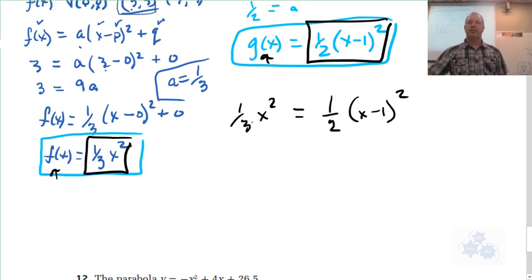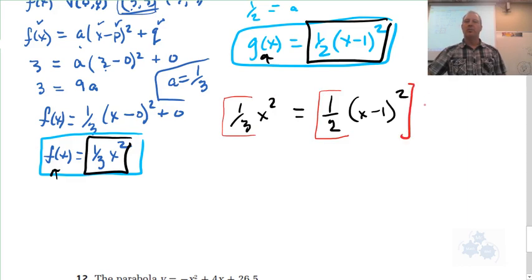At this point, you want to think back to being smart algebraically, and let's just get rid of these fractions. I like to get rid of these fractions. So if I multiply everything by 6, that's the lowest common multiple between 3 and 2, I'm going to get rid of those fractions. So watch this. 6 times 1/3 x squared is what? What's 6 over 3? That's 2. 2x squared. I got rid of my fraction.